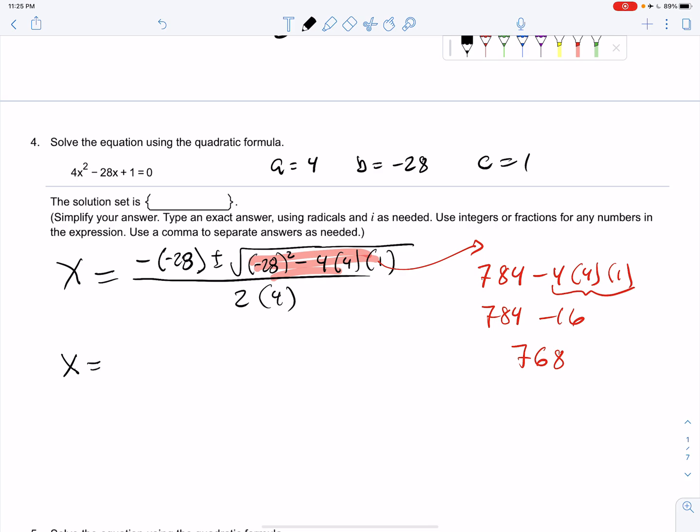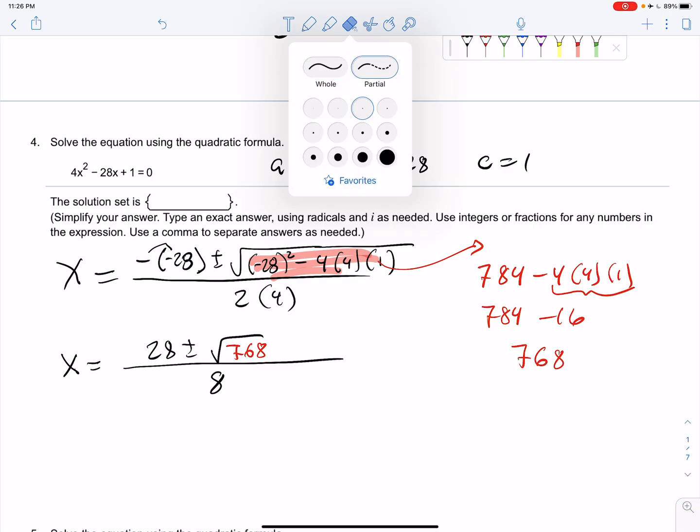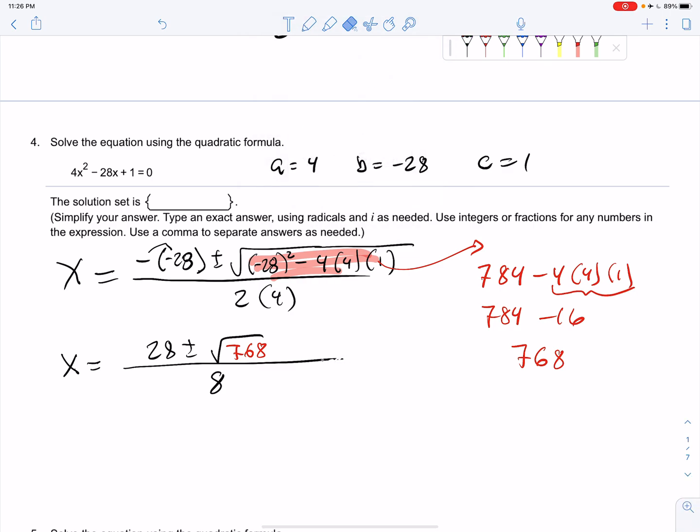So let's just kind of see what's happening over here. Of course, the opposite of negative 28 is 28 plus or minus the square root of, well, we simplified it down to 768, all over 2 times 4, which is 8. Let's go ahead and take a look, and let's get this a little bit smaller. Now, we have this under the square root, right?